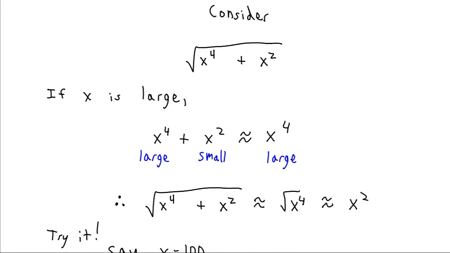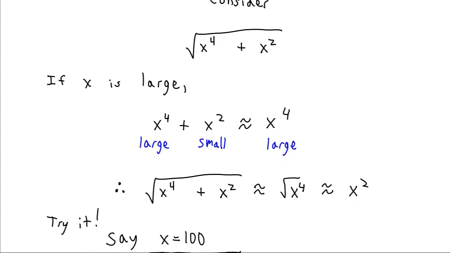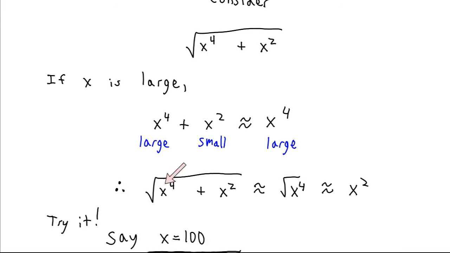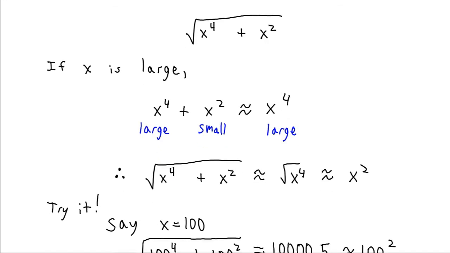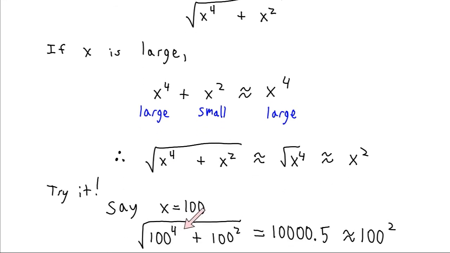So this whole term right here should be approximately equal to x squared. Well, let's see if that's true. We'll go ahead and try it out. So let's say x is equal to 100. Hopefully that will be large enough for our purposes. In that case, this will be a very large number, and this will be comparatively small. And so 100 to the 4th power plus 100 to the 2nd power, we take the square root of that, we get 10,000.5, very close to that anyway.